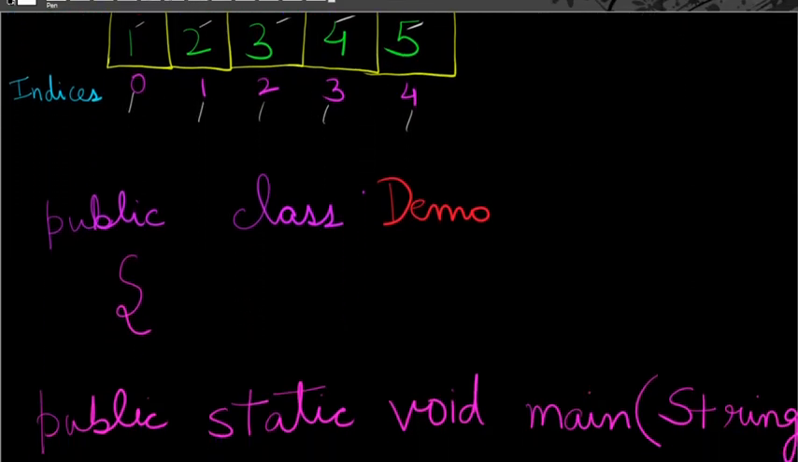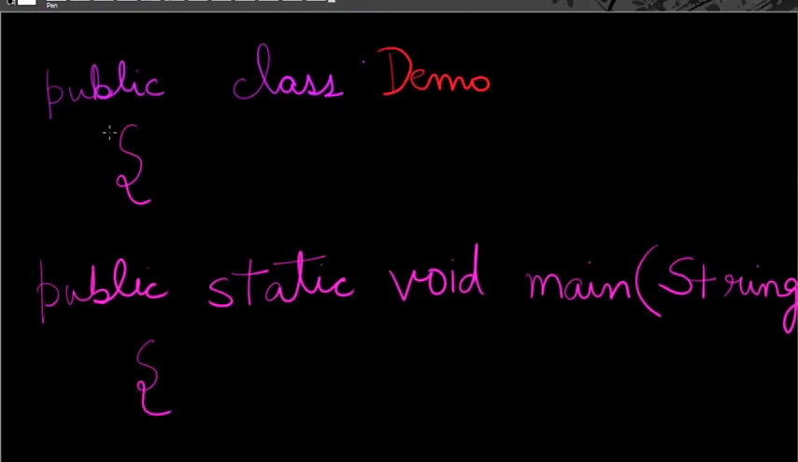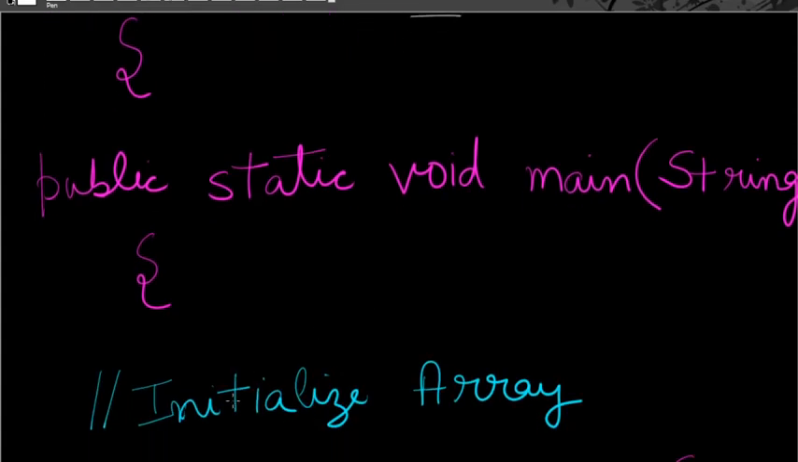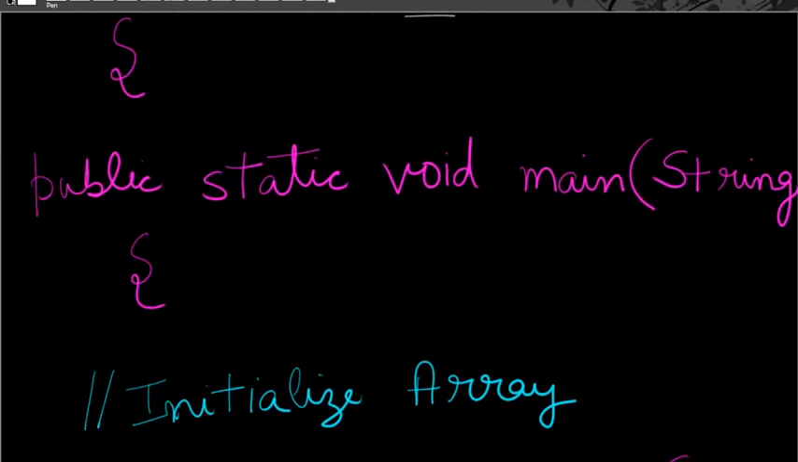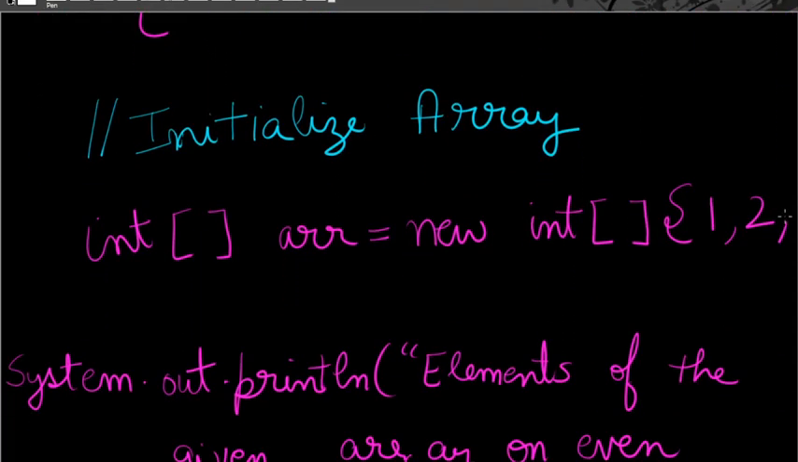So basically now we will check the program, okay. Now we will write the program, that is public class demo. You can name the class anything, okay. Then we write public static void main string args, okay. Then we initialize the array. I have already told you how to initialize the array. First we write int, that is the data type, then the brackets.